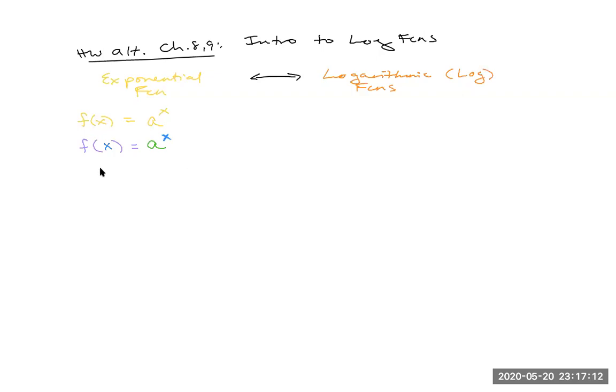Now, there's one more thing I want to do. We'll come back to the function form of this, but I want to make this y equals a to the x power. So it's a little bit easier to see how we're going to go into log form. Okay, so what these guys here are called, these are the exponential forms of your function.